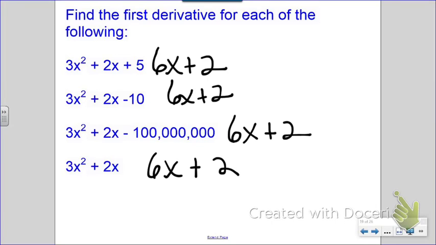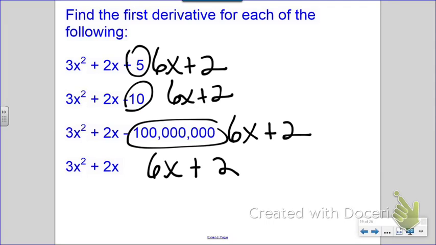Point here is that it doesn't matter what the constant is that we're adding or subtracting. Here we're not actually adding anything. It would be like saying plus 0. We get the same derivative. So how are we going to know what the constant is that we're adding or subtracting? Because you get the same derivative.